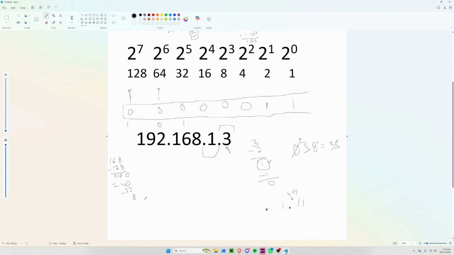We then get 8 here. Now we're looking at 8. 16 is larger than 8, so it's a 0. We find that 8 is equal to 8, so we're going to put a 1 here. 8 minus 8 is equal to 0. So the remaining digits will just be zeros.